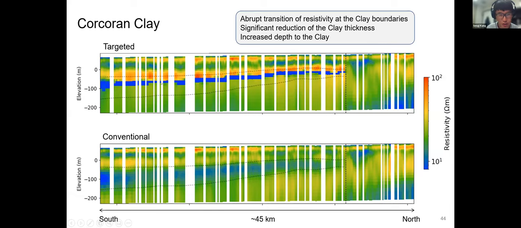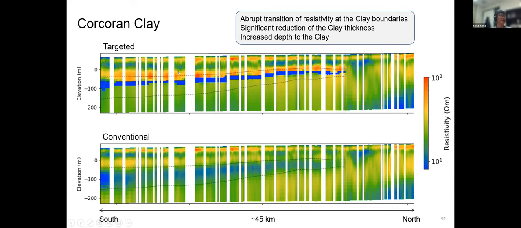So this is the quark-gluon clay layer. As expected, we see the large resistivity contrast between the quark-gluon clay and the surrounding aquifers. And we also see much thinner quark-gluon clay images compared to the conventional approach. And if that prior information was correct, I think you may prefer this one much better.